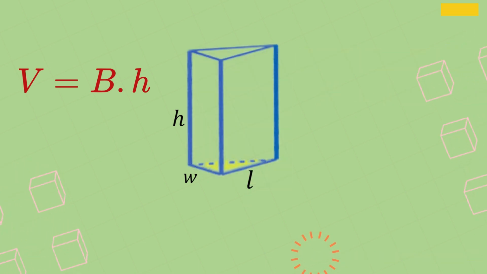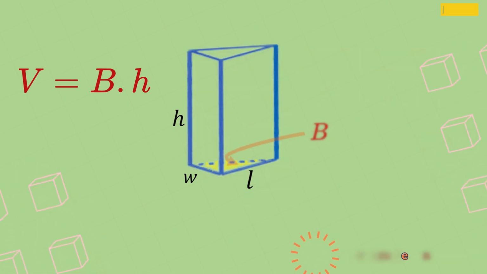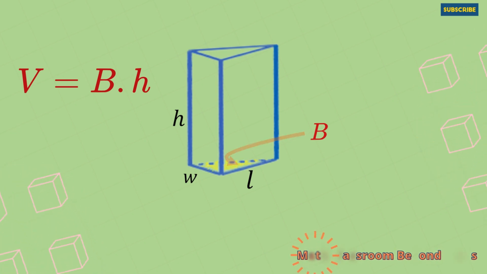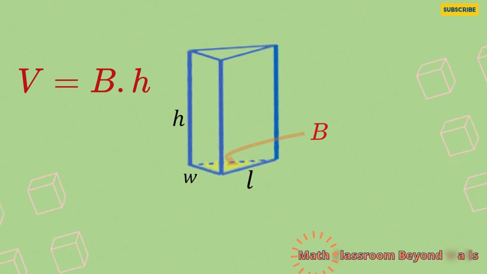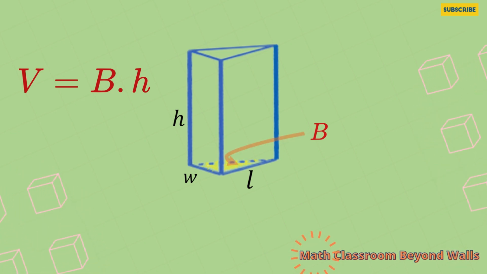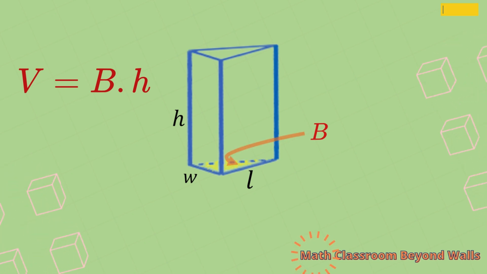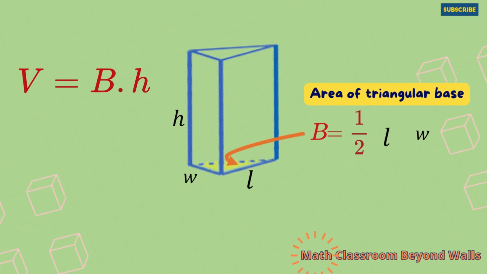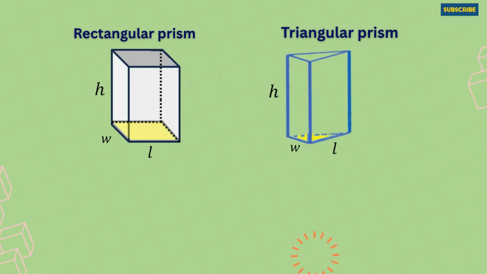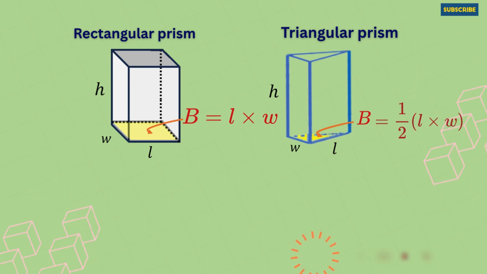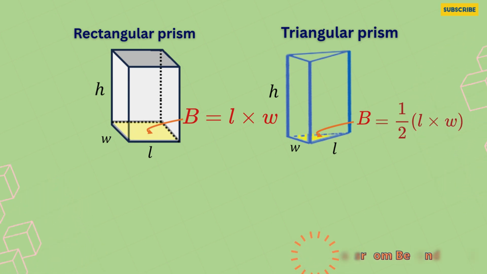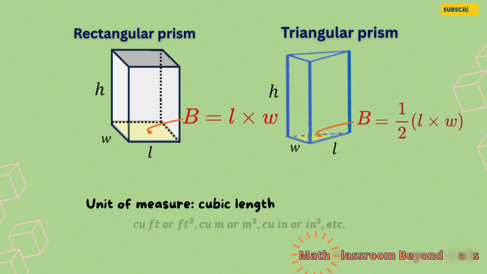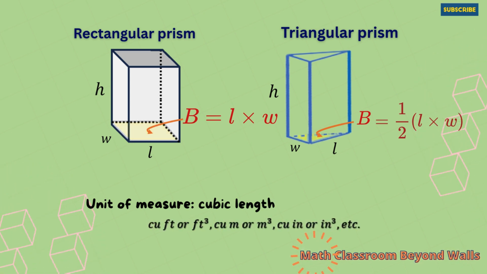If the prism is a triangular prism, B is the area of the triangular base. Recall that the area of a triangle is 1/2 the area of a rectangle. Thus, if the area of the rectangle is length times the width, then the area of the triangular base is 1/2 the length times the width. Because a prism is three-dimensional, that is, it has length, width, and height, its unit of measure is in cubic units of length, like cubic feet, cubic meters, cubic inches, etc.